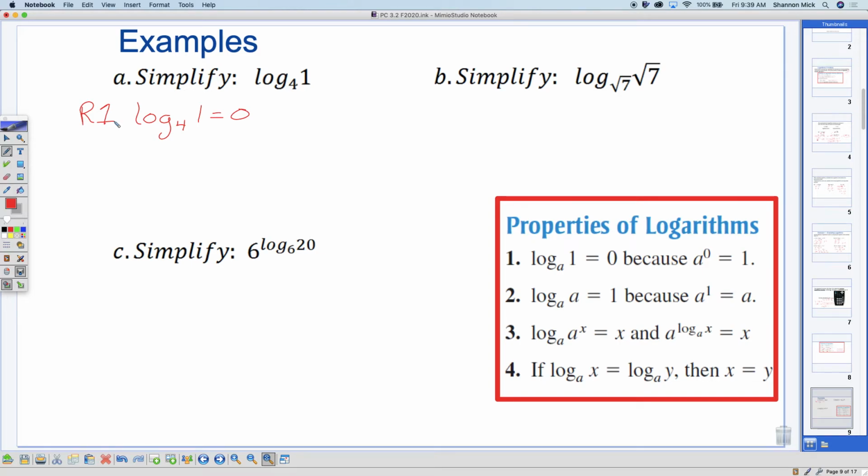Now I'm going to tell you I don't use rule 2. I use rule 3 all the time because it's the same rule.